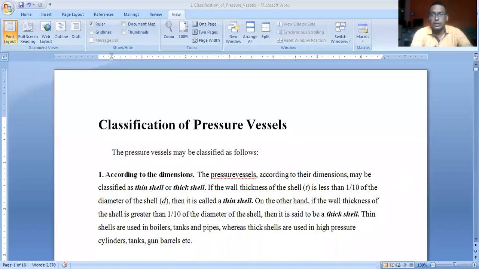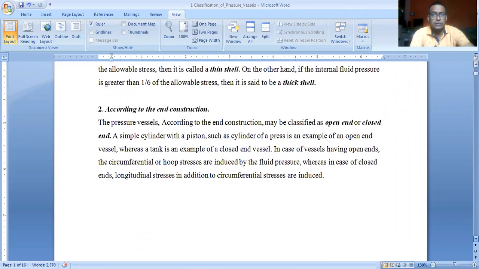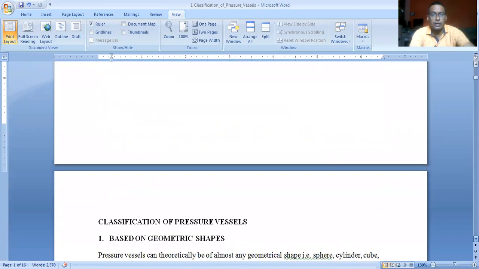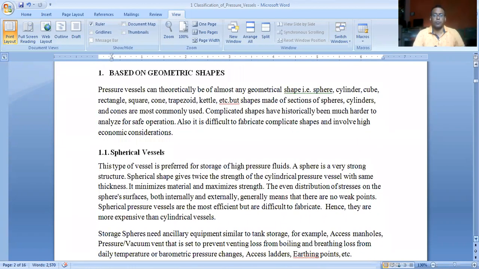Then these vessels are spherical vessels. Spherical vessels are mostly used for high pressure, and now we will discuss that in detail.